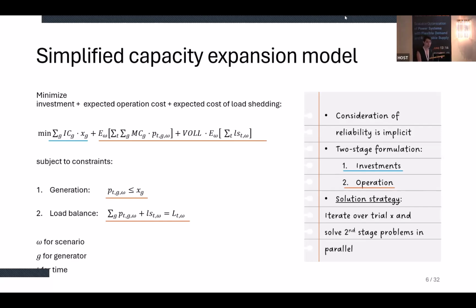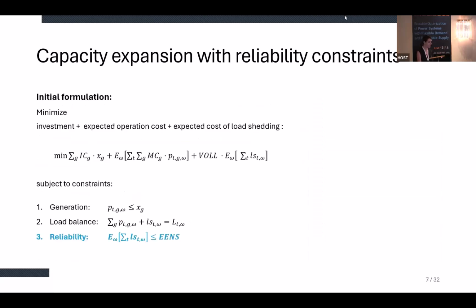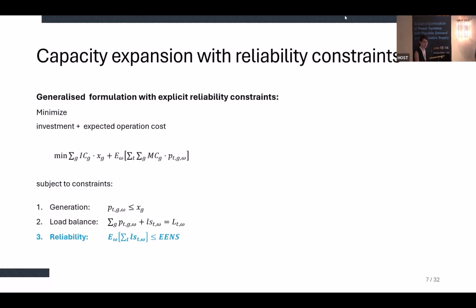So let's see what happens when we introduce reliability constraints. You can see a reliability constraint would be of the form: expected value across all scenarios of total load shedding being less or equal to a limit. As soon as we introduce this, there's no need for the cost element in the objective function. So this is our problem, this is what we are trying to tackle. I'm calling it F, and we are looking for F star.